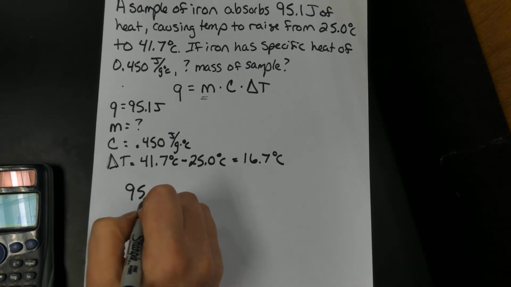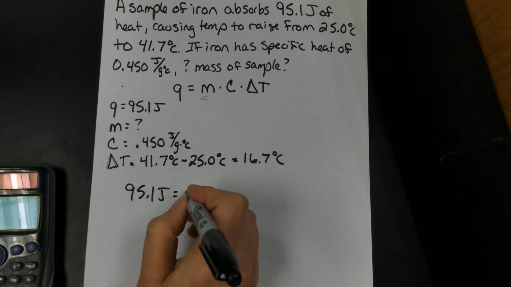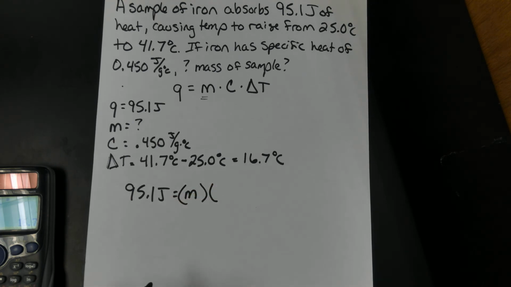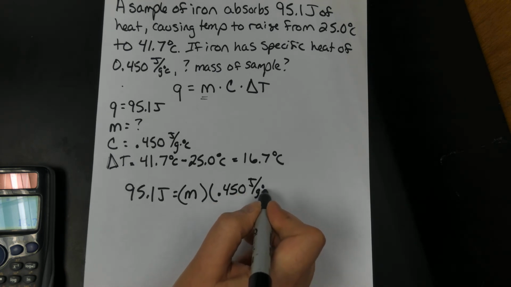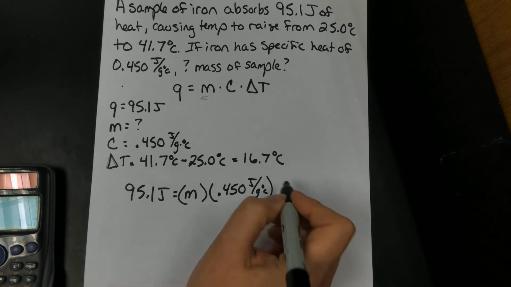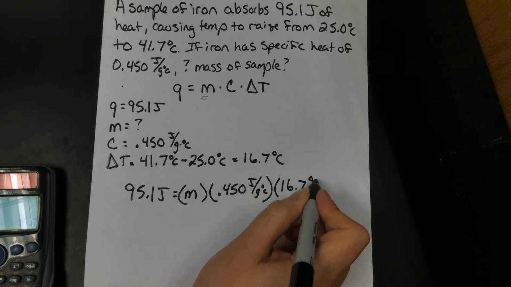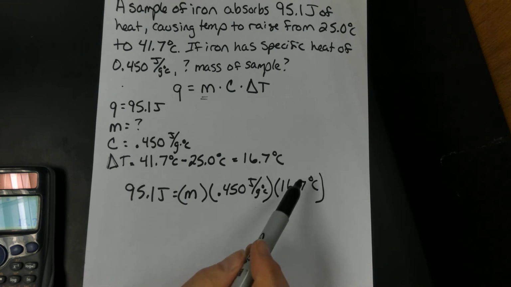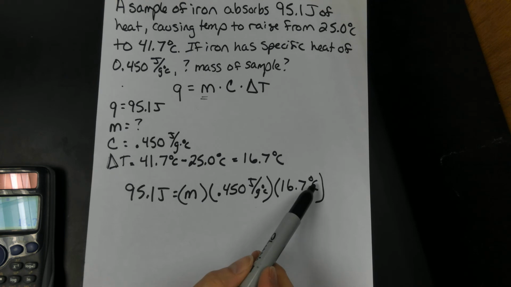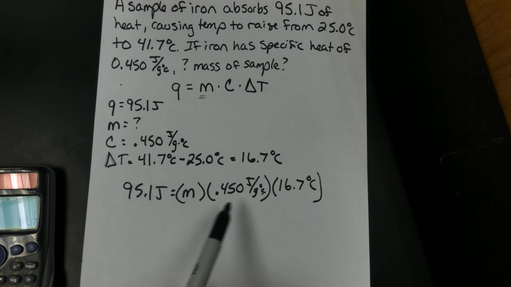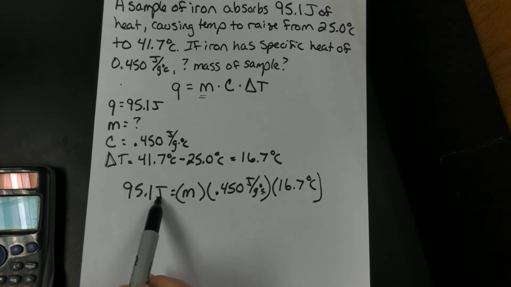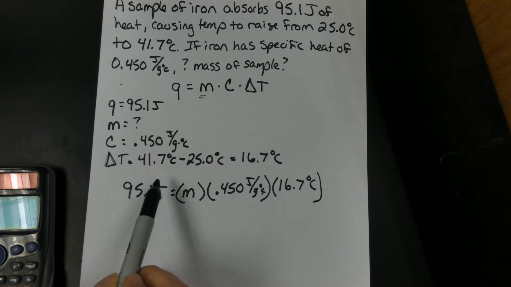So I can go ahead and plug it in, and I just solve for my M, right? 95.1 joules is going to equal M times 0.450 joules per gram degrees Celsius times 16.7 degrees Celsius. If you take a second to step back, you'll notice that the degrees Celsius on the bottom of the ratio cancel out with the other degrees Celsius. And when we divide everything over, this joules is going to cancel out with this joules, so the only thing left is grams when it comes over here.